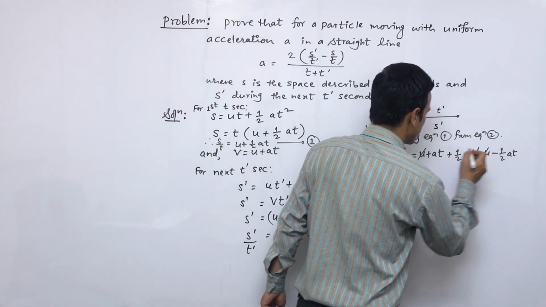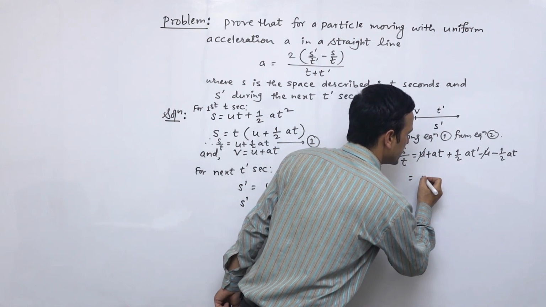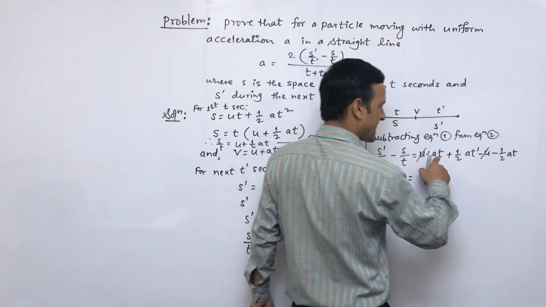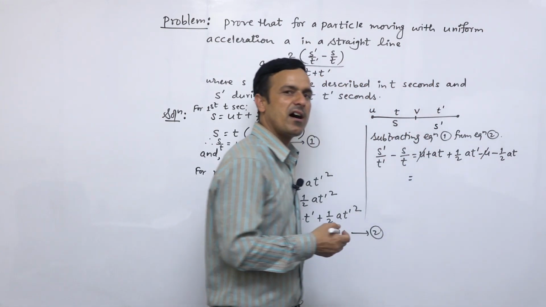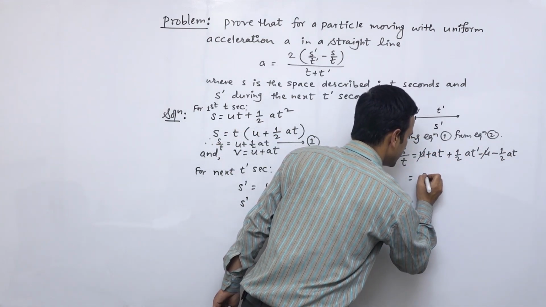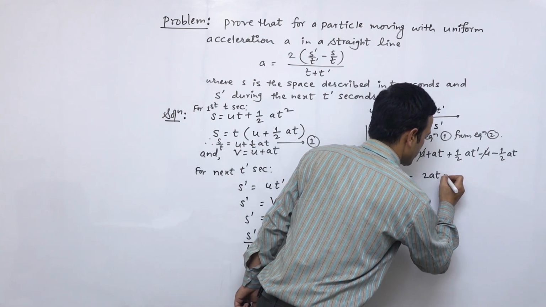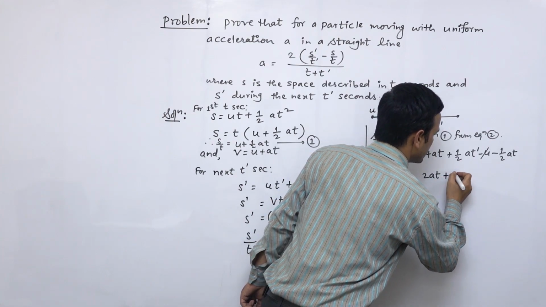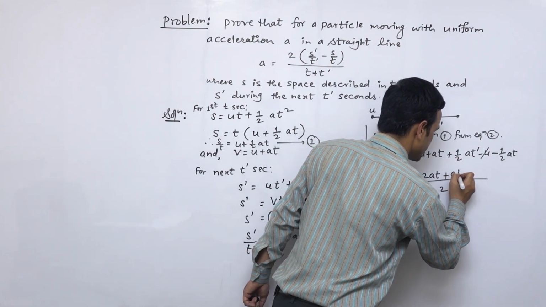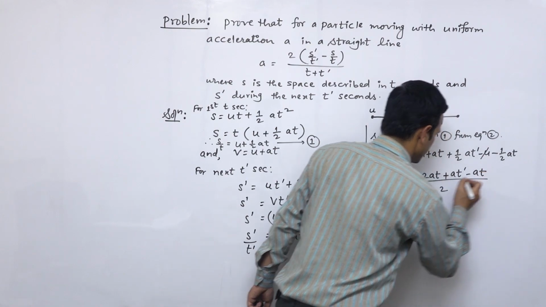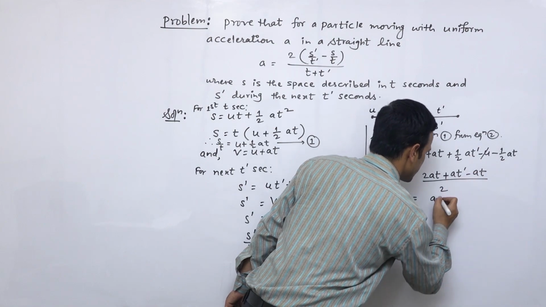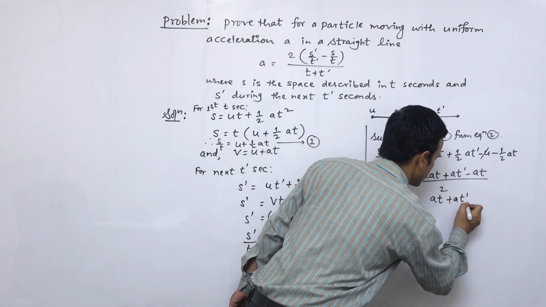So u and u cancelled. Here we get at and minus 1 by 2 at. We can subtract these because they are like terms. This is 2at plus, 2 is the LCM here, 2at plus 1 by 2 at dash minus at, which is 2at minus at plus at dash, so it equals (at plus at dash) divided by 2.